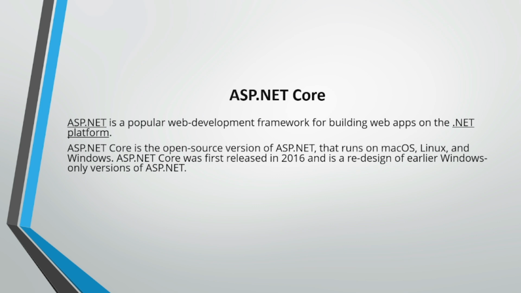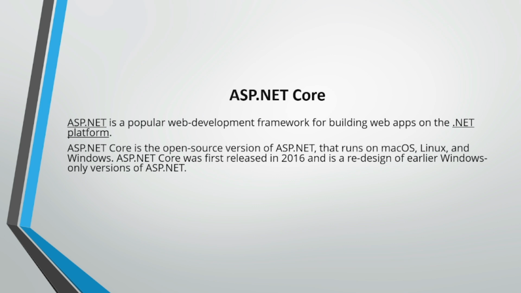ASP.NET is a popular web development framework for building web apps on the .NET platform. So ASP.NET is a popular web development framework. It's used for creating web applications on the .NET platform. ASP.NET Core is the open source version of ASP.NET. So ASP.NET Core is open source and runs on Mac OS, Linux and Windows. ASP.NET Core was first released in 2016 and is a redesign of the earlier Windows-only version of ASP.NET.